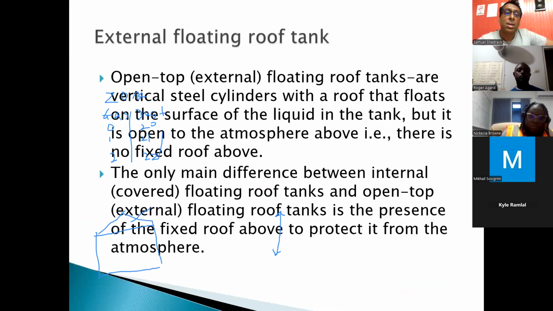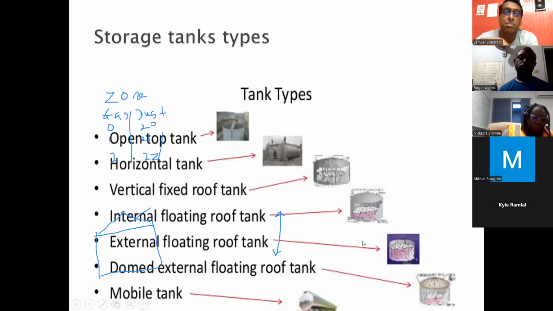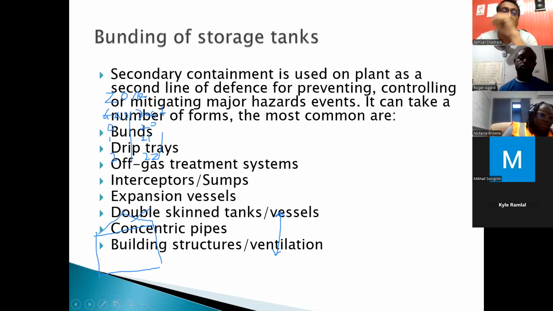So I can read this one. Open top external floating roof tanks are vertical steel cylinders with a roof that floats on the surface of the liquid in the tank, but it is open to the atmosphere above. There is no fixed roof above. The only main difference between the internal covered floating roof tank and the open top external floating roof tank is the presence of the fixed roof above to protect it from the atmosphere. You also have different types as well.